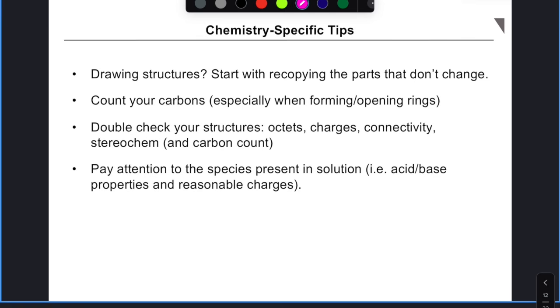Redrawing and recopying molecules where you delete atoms or change stereochemistry, that's the number one thing that really drops marks. Watch your structures in terms of charge, especially for mechanisms, making sure that you've actually got full bonding rationale. And pay attention to the species in the solution. Acidic and basic properties are the things that are there.